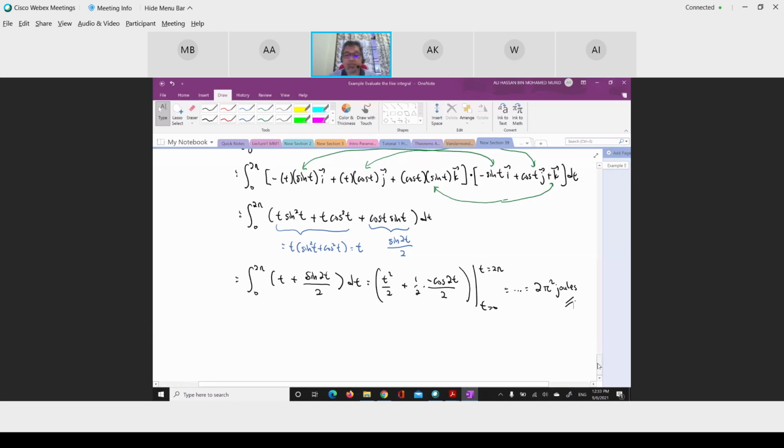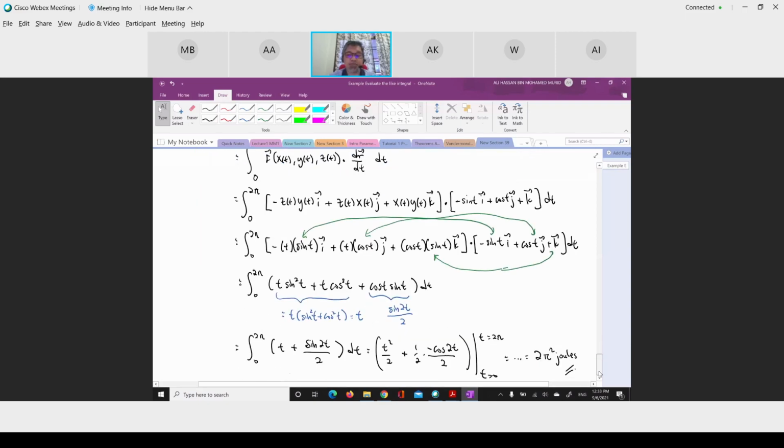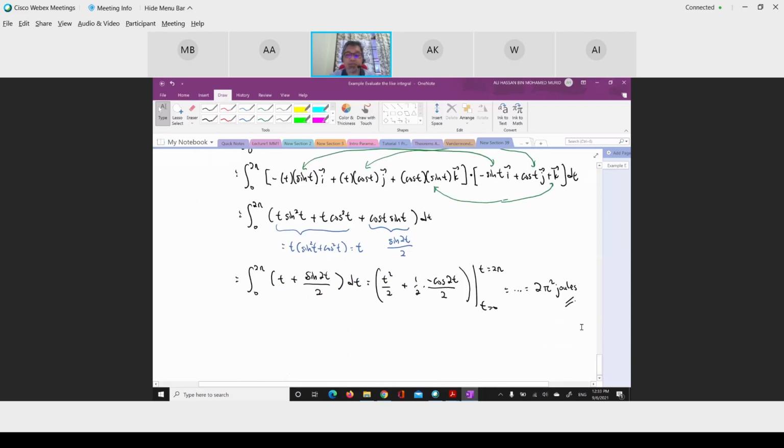Okay, so that's the line integral with respect to a vector field. One application is finding the work done. Next, in calculus we have the fundamental theorem of calculus. So we also have a fundamental theorem for line integrals.